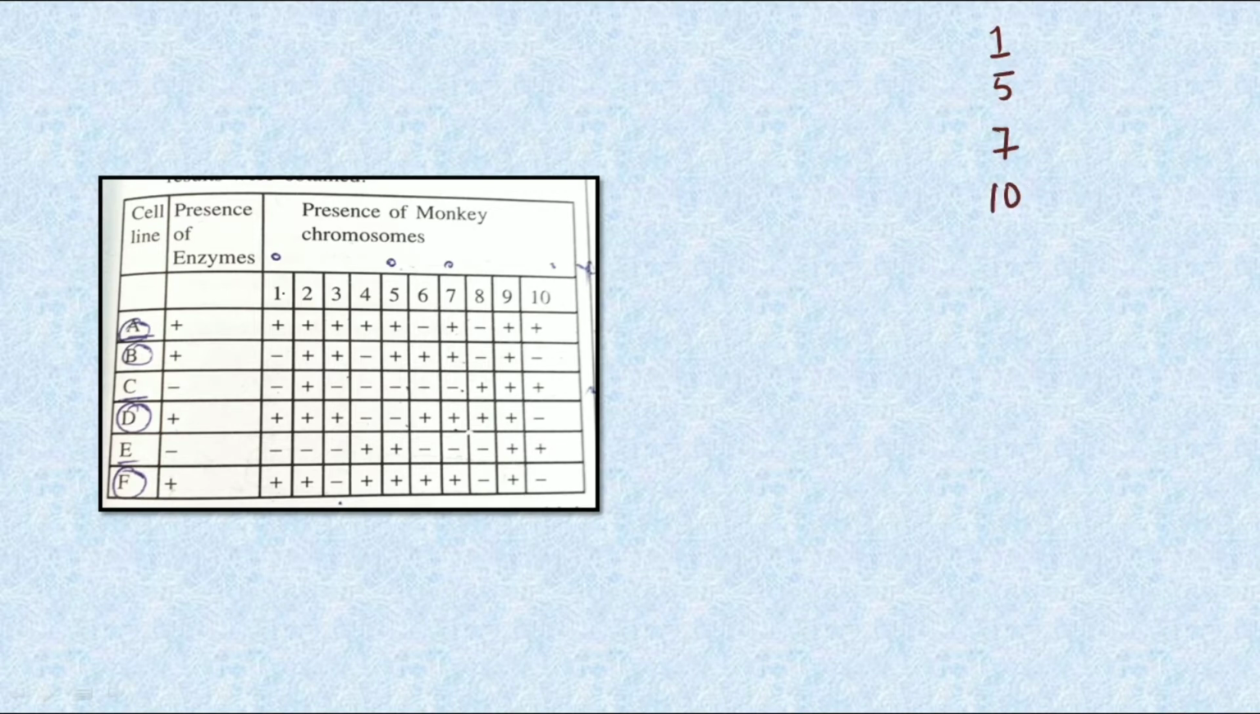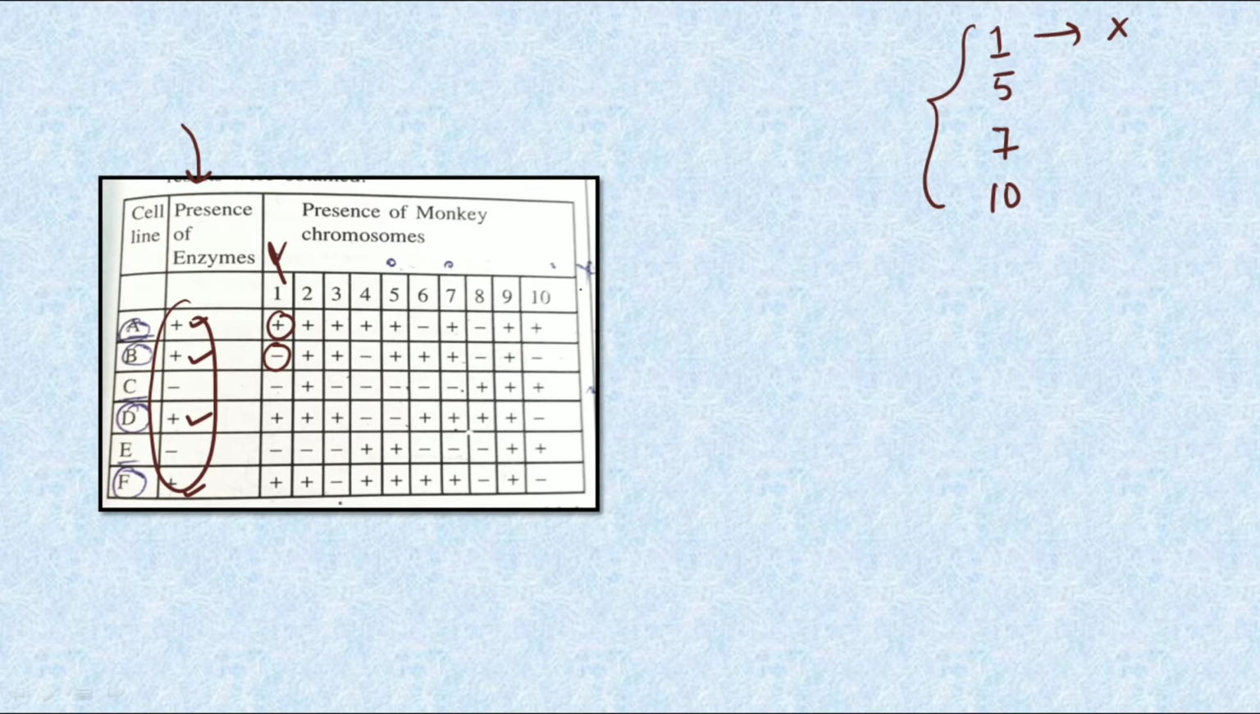The first step for solving this question is to understand that the enzyme is present in cell line A, cell line B, cell line D and cell line F. Then find out which of the 4 chromosomes we need to analyze has this particular order of presence. Initially we have chromosome number 1. Chromosome number 1 has the presence of cell line A, but it does not have cell line B. So chromosome number 1 could not be the correct answer.